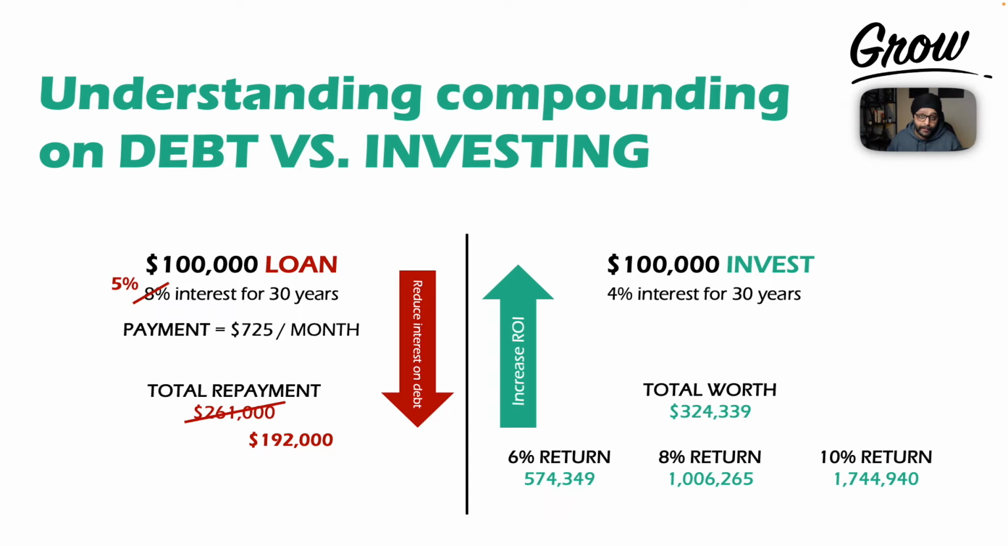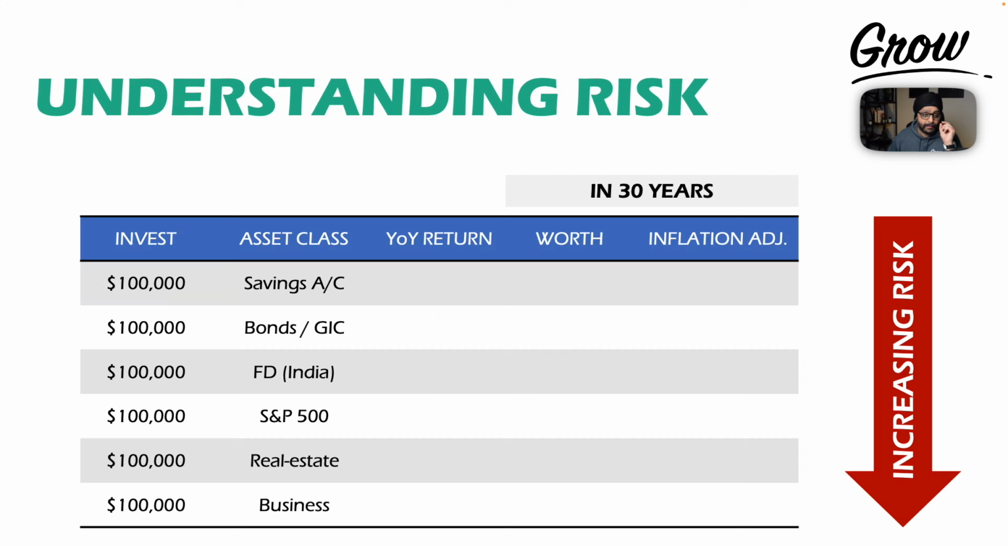Now, looking at this mathematics, it's absolutely a no-brainer to invest using debt. However, what we have not accounted for right now is risk. So let's talk about risk. So now let's understand risk, and what I've done is I've actually divided the risk based on the different asset classes. So as you go down from savings account all the way to business and real estate, the risk actually increases, and I'll talk about the risks that are involved there as well.